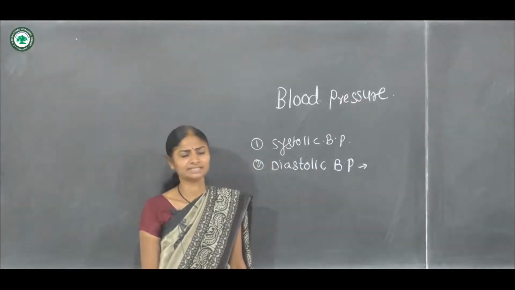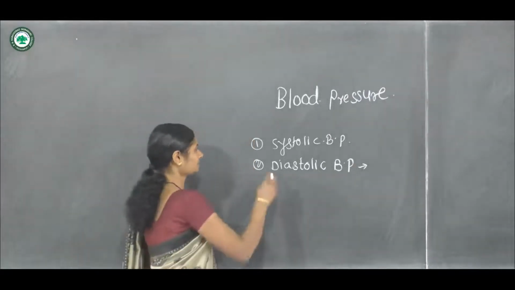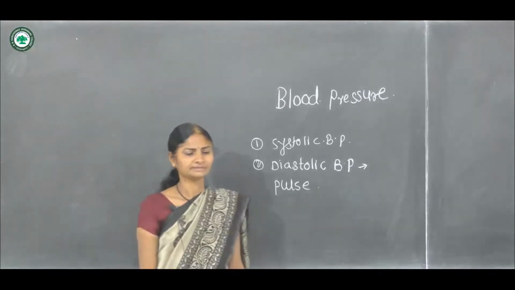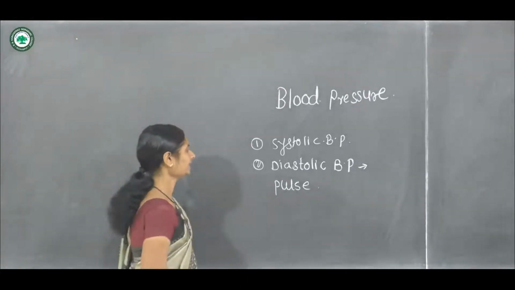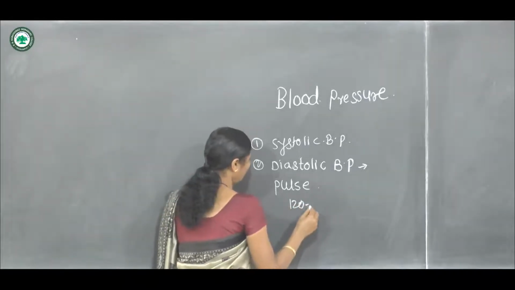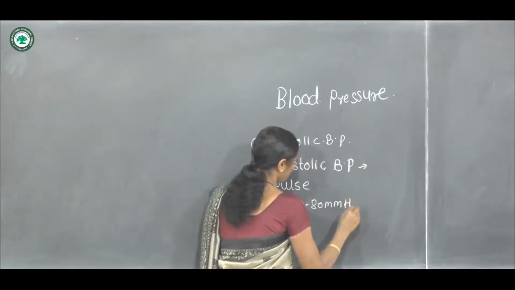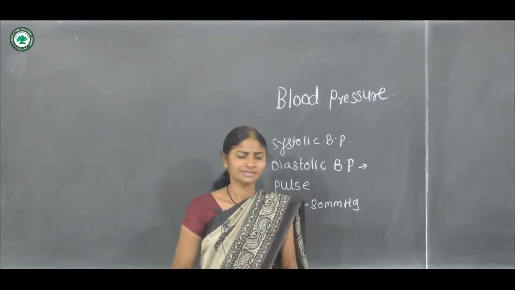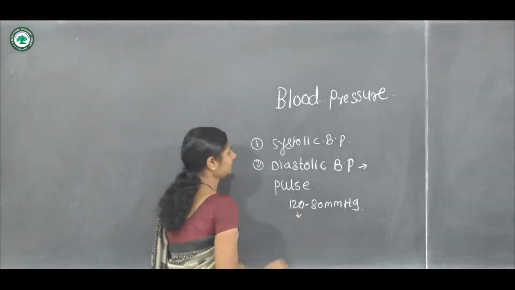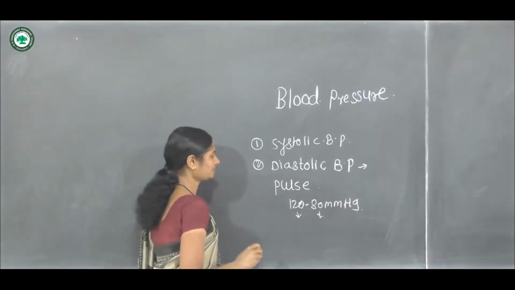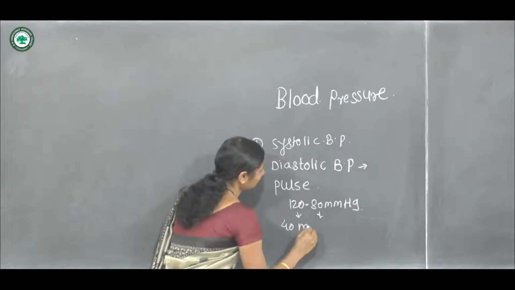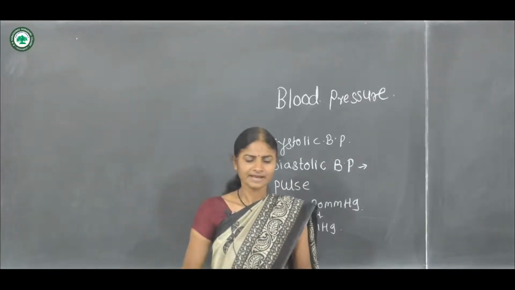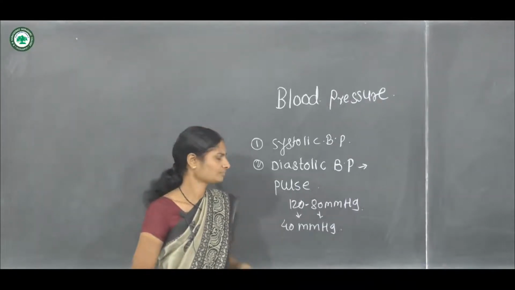The difference between these two pressures is called pulse pressure. The difference between systolic and diastolic pressure is called pulse pressure. Normal blood pressure is about 120 to 80 mmHg. Here systolic pressure is 120 and diastolic pressure is 80 mmHg, and pulse pressure is about 40 mmHg.